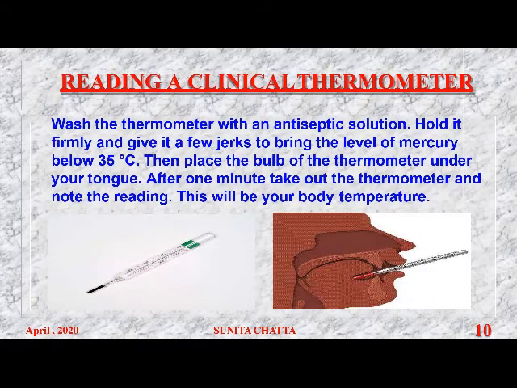Reading of a clinical thermometer. How can we read it? That is, we have to wash the thermometer with an antiseptic solution, hold it firmly, and give it a few jerks to bring the level of mercury below 35 degrees C. Then place the bulb of the thermometer under your tongue. After 1 minute, take out the thermometer and note the reading. This will be your body temperature.